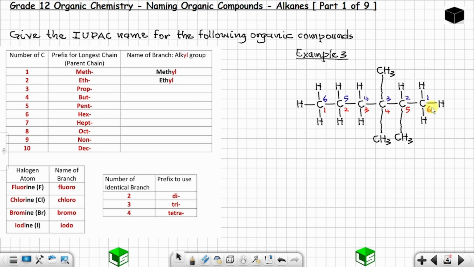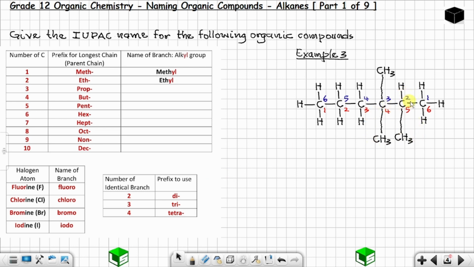Okay, now another thing that you have to notice is that you have 3 branches which are the same. You can see this one and this one and this one are the same. This is a methyl, and this is also a methyl, and this is also a methyl, but we have 3 of them. How are you going to name this? This is now where you are going to use this table. When you have 3, you are going to name them using the prefix tri. If you have 2 of them, you are going to use the prefix di. If you have 4 of them, you are going to use the prefix tetra. Okay, but in this case, we have 3 of them, which are the same.